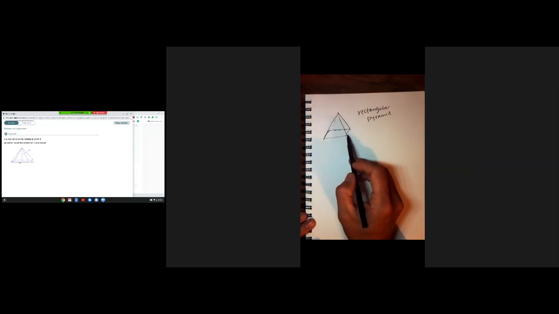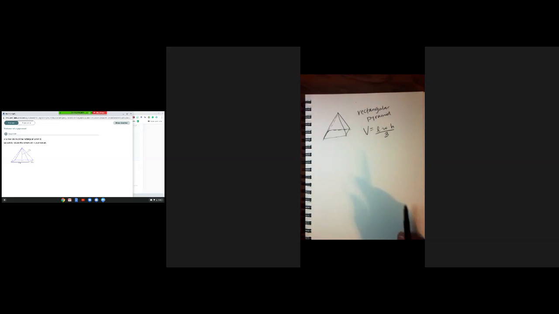Rectangular because the base is a rectangle, and pyramid because it's a pyramid. So the volume for a rectangular pyramid is the length times the width times the height divided by 3. So it's kind of like a prism, but it's 1/3 the amount. Now, what are the length and the width and the height? There's our length and the width. Those are related to the rectangle on the bottom. And the height is how tall that sucker is.